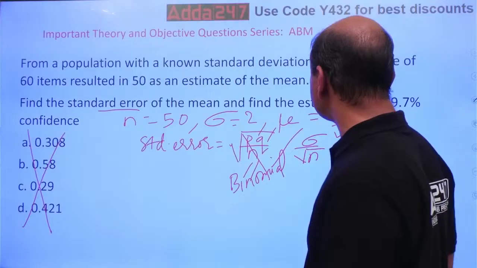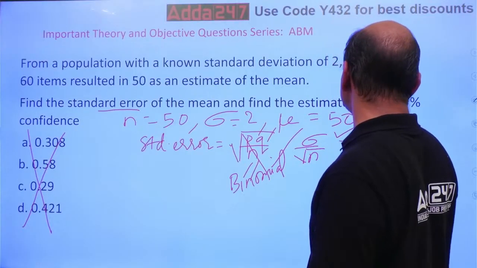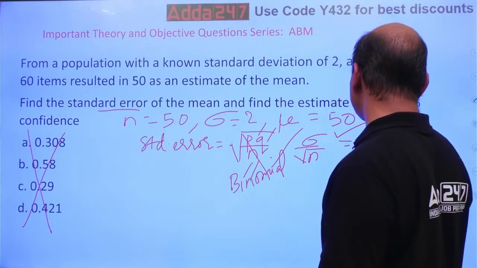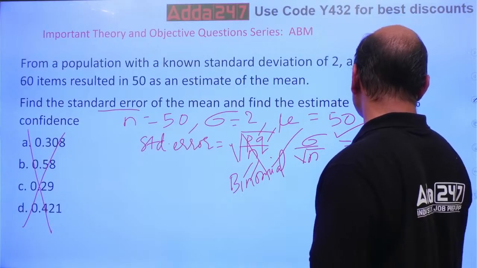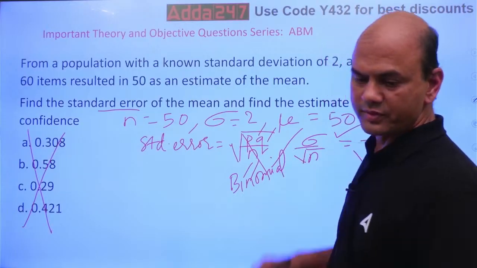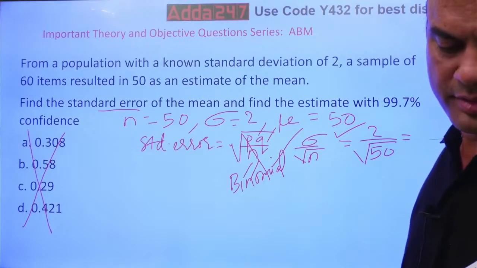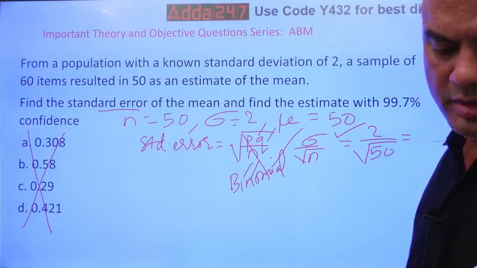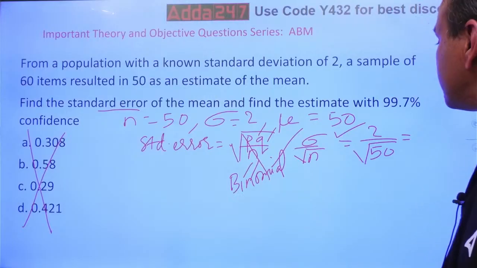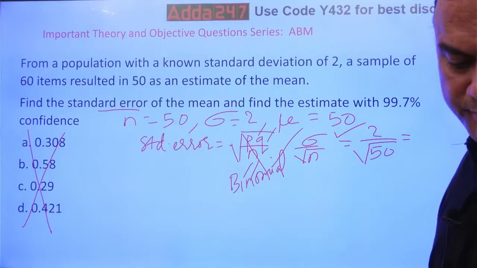Okay? So psi, what is psi? Psi is given as 2 upon root of N, root of 50. Find it. So 2 upon root of 50. Get me the answer now. I'll also try. Try it first now. Let's see who does it first in the comment section.